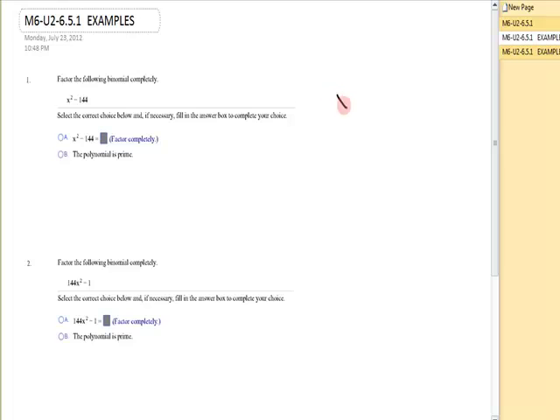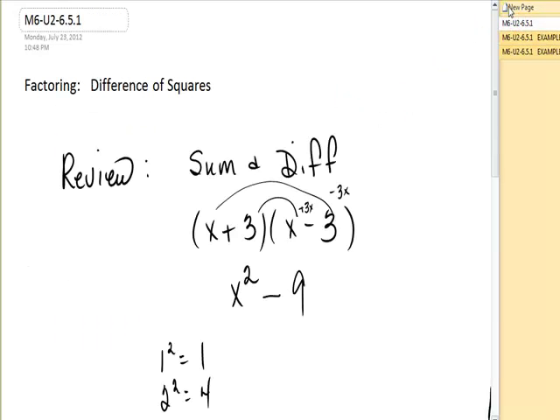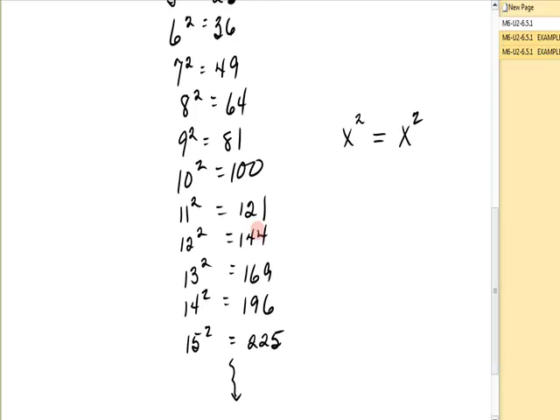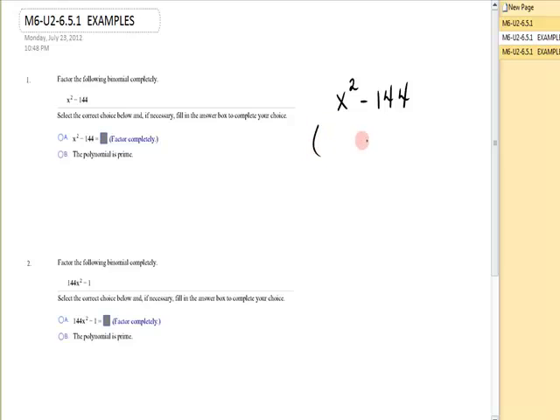The first one is x squared minus 144. Now, the difference of squares is always going to be a binomial, 2 terms. This is a binomial. It is a difference because there's a minus sign. X squared is a square. 144, think about your list. Yes, it's a square. So it is the difference of squares, which will always factor into a sum and a difference product.